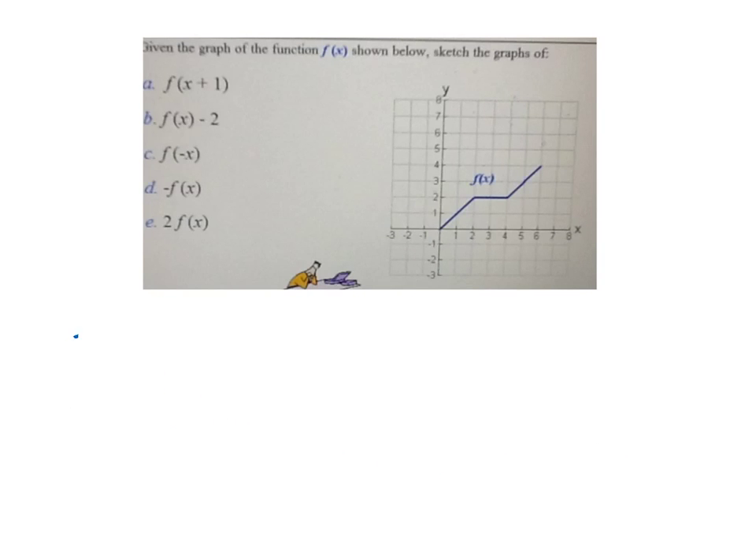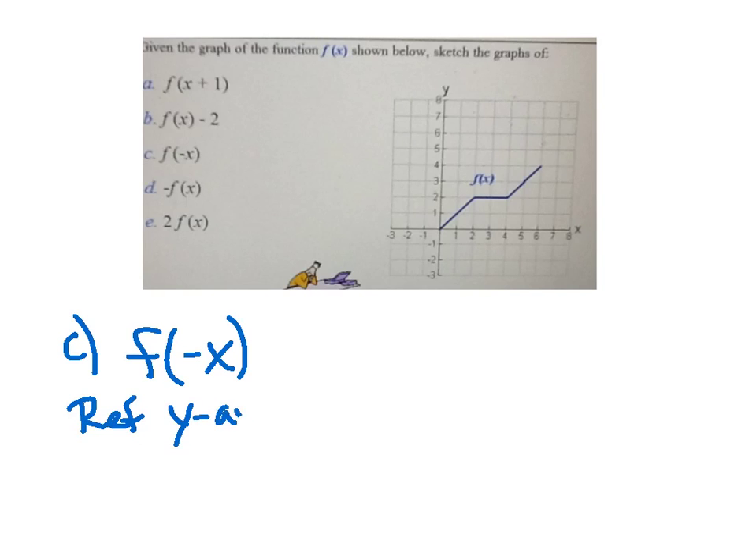All right, a couple more to go. Letter C, f of negative x. So this time I'm saying to myself, I'm making the x negative, so I'm going to do the opposite. I'm actually going to reflect over the y-axis. Take a minute, sketch that graph on your own. You're reflecting over the y-axis, so you should be able to fold on the y and it should appear on both sides.